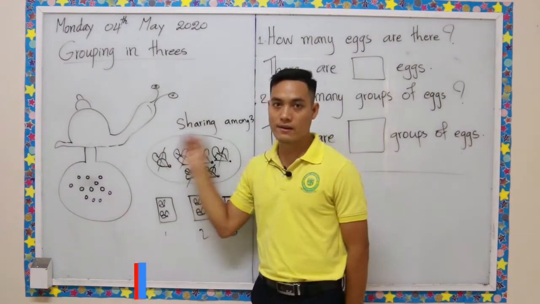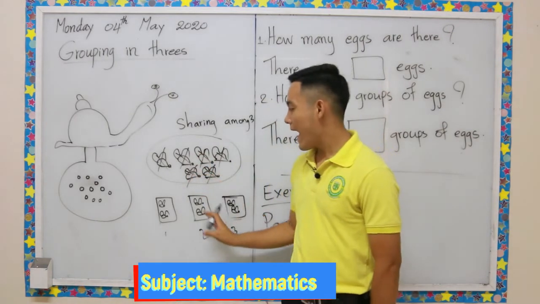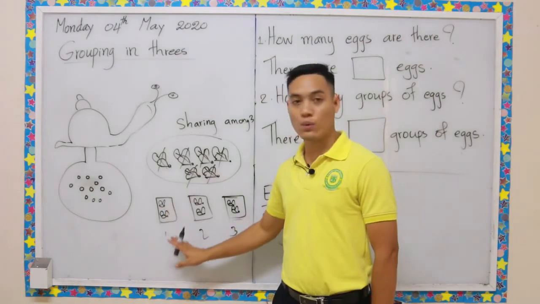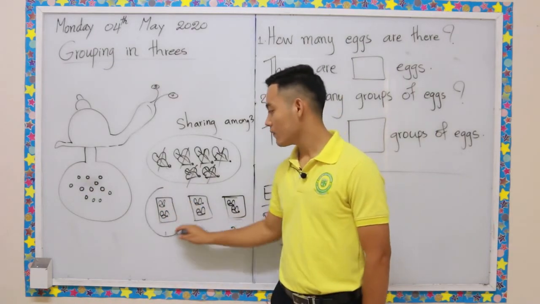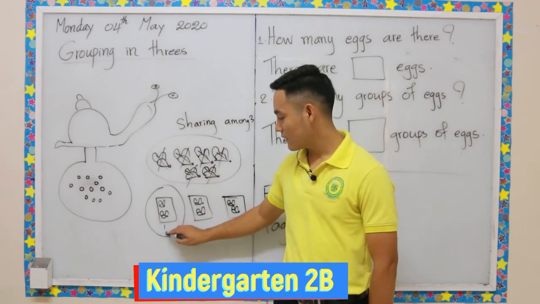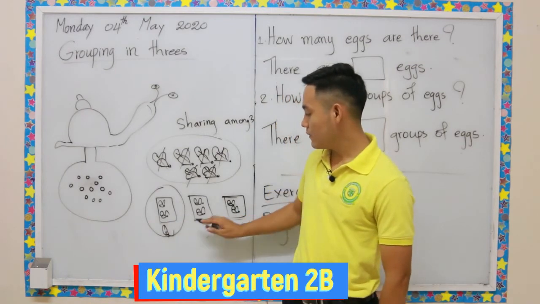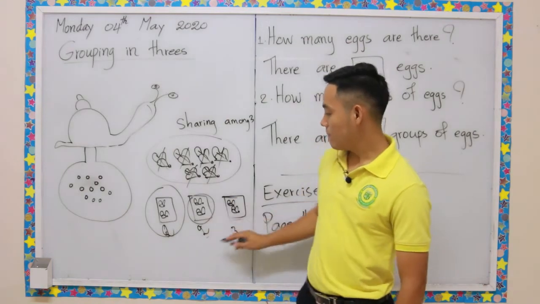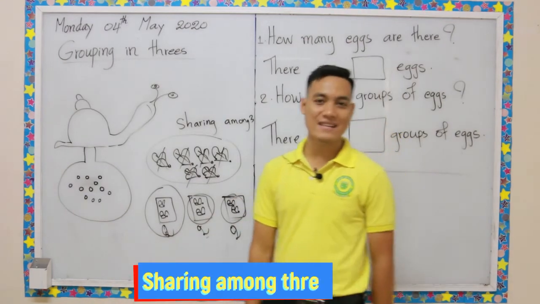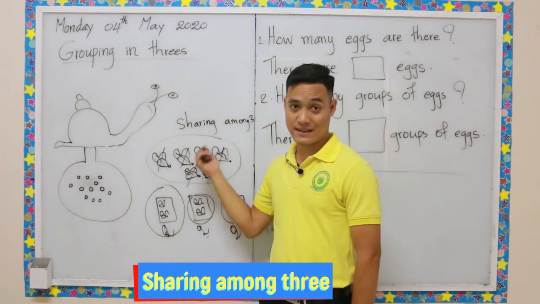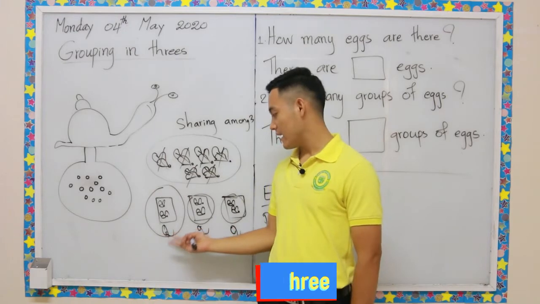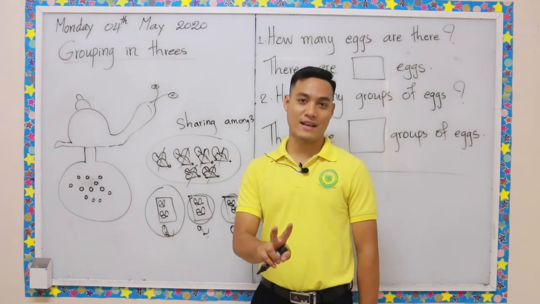So after you share among 3, you will know how many flies each one gets. So box number 1 gets 2, box number 2 also gets 2, and box number 3 also gets 2. So the answer is each person gets 2 flies. So each box gets 2 flies.